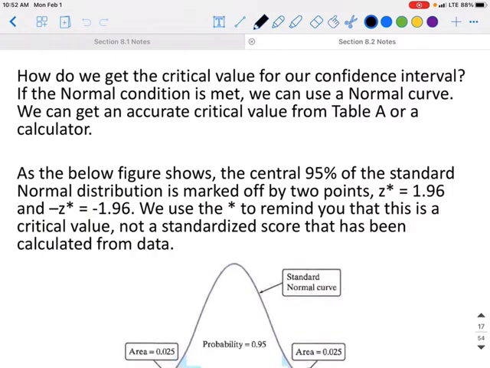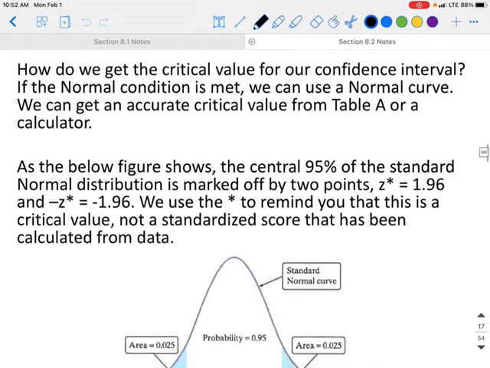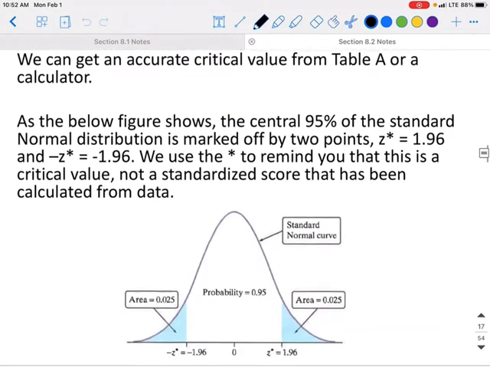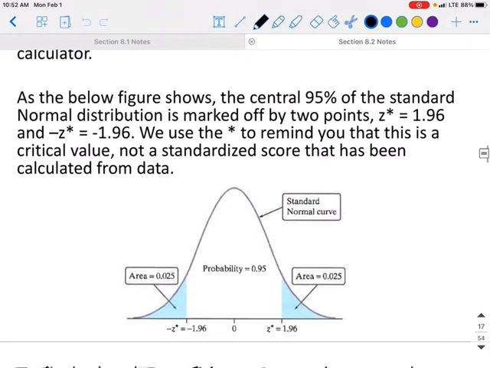How do we get the critical value for a confidence interval? If the normal condition is met, we can use a normal curve. We can get an accurate critical value from table A or from a calculator. As the below figure shows, the central 95% of the standard normal distribution is marked off with 2 points. We have a z-value of negative 1.96 and a z-value of 1.96. Now these are referred to as z star, and we use the star to remind us that this is a critical value, not a standardized score that has been calculated from data.